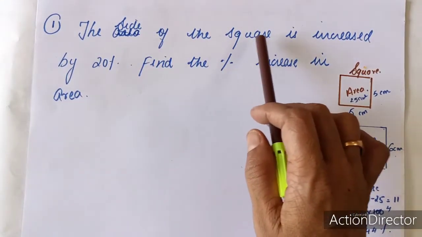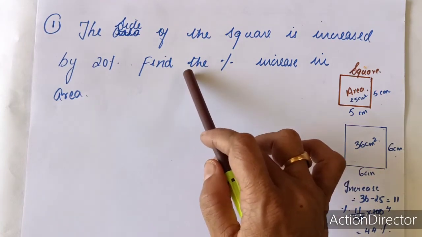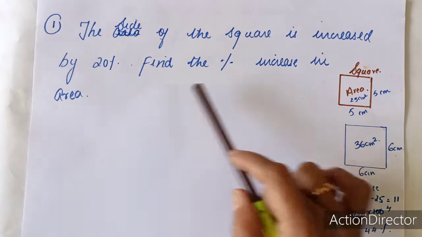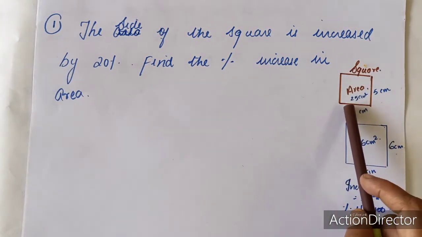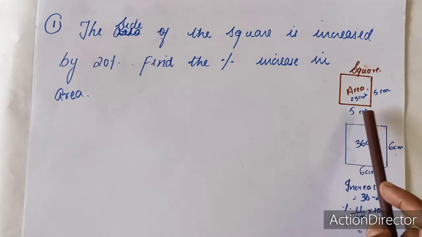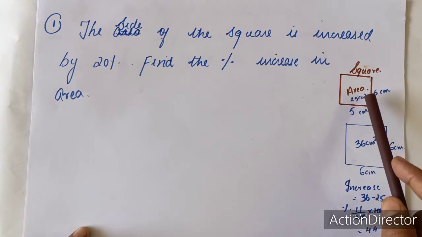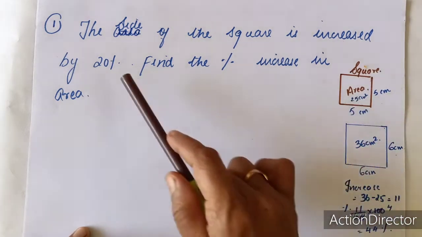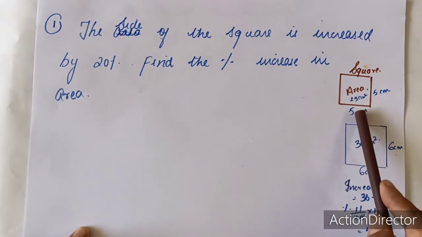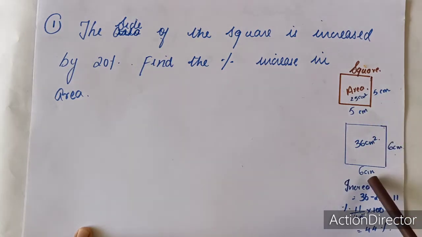The side of a square is increased by 20% and you have to find the percentage increase in its area. So here a square is given. Initially assume that the side of the square is 5 centimeter. When you calculate the area, it becomes 25 centimeter square. Now this side of the square is increased by 20%. So when you find 20% of 5, it will become 1. So I am going to increase this side of the square by 1 centimeter.